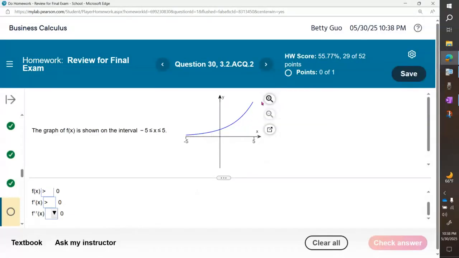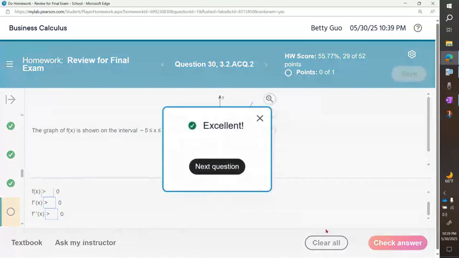And also we can see the curve is concave up. Concave up means the second derivative is positive. You also need to know what to do if the curve looks different, right? If it's concave down, which one do you choose?